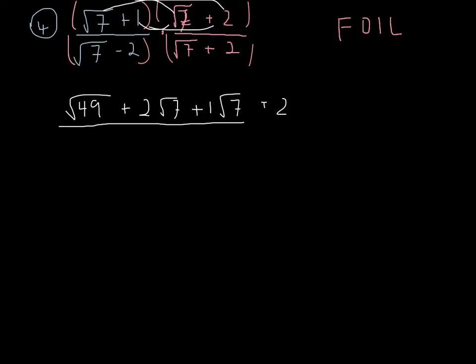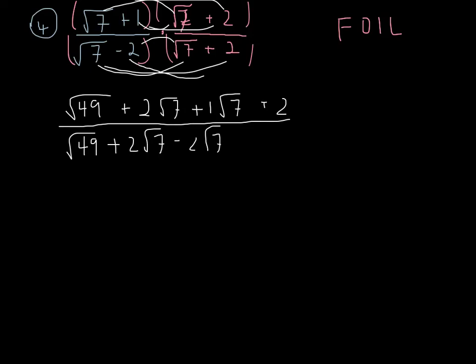That's the top. The bottom, square root of 7 times square root of 7 is square root of 49. Square root of 7 times positive 2 is 2 square roots of 7. Negative 2 times square root of 7 is negative 2 roots of 7. And finally, negative 2 times positive 2 is minus 4. Again, let's notice that on the bottom, these cross out. Everything should be pretty tidy. The top, we don't have to worry about if they're square roots or not, but the bottom can't have any. And if you'll notice, the square root of 49 is really just the number 7.